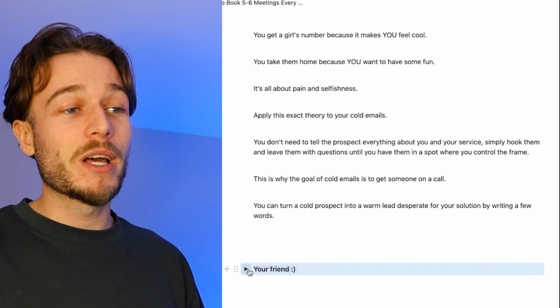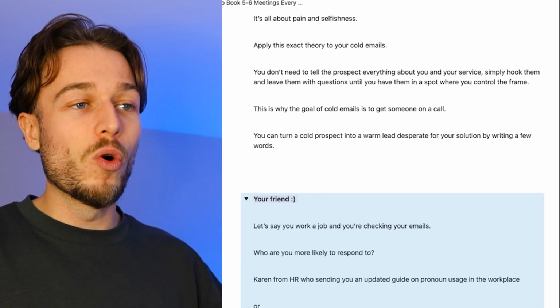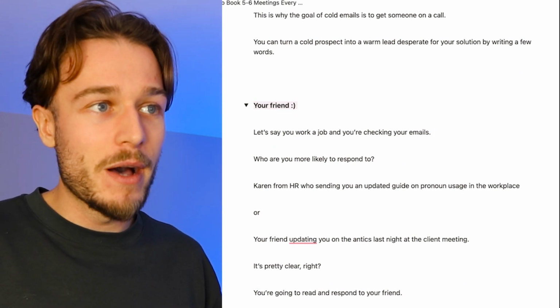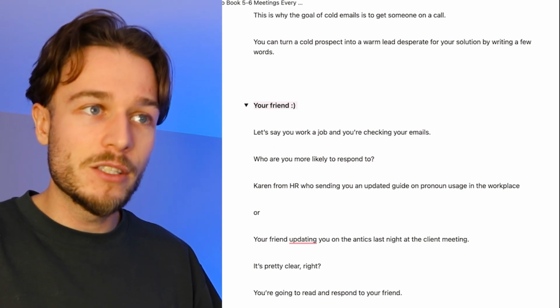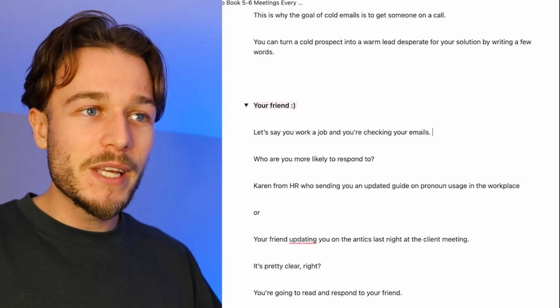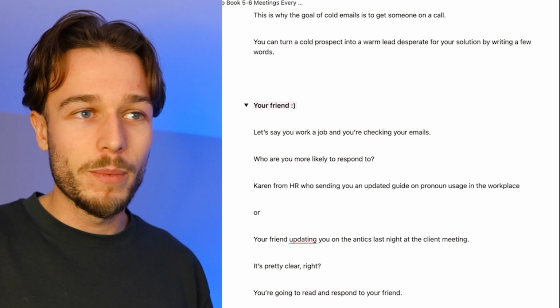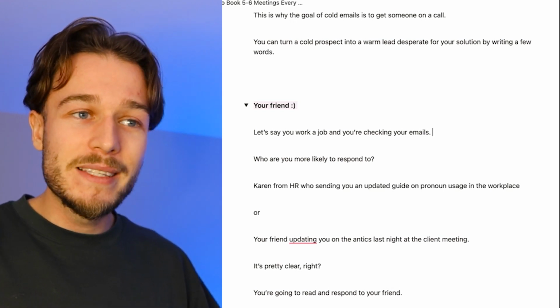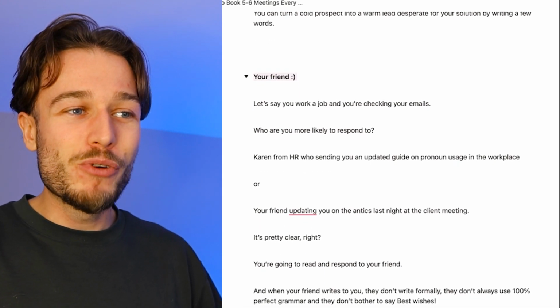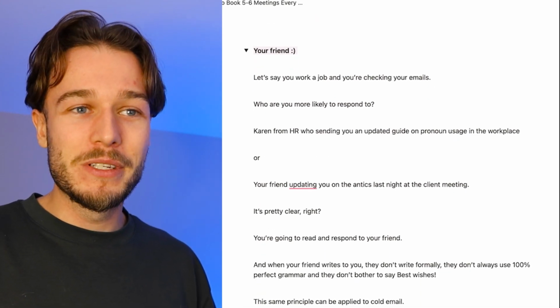Now, the final point I want to cover here is called your friend. Okay, so let's say that you work a job and you're checking your emails. Who are you more likely to respond to? The first email being Karen from HR, who sent you an updated guide on pronoun usage in the workplace, or your friend updating you on the antics of last night at the client meeting. Okay, it's pretty clear. You're going to read and respond to your friend.